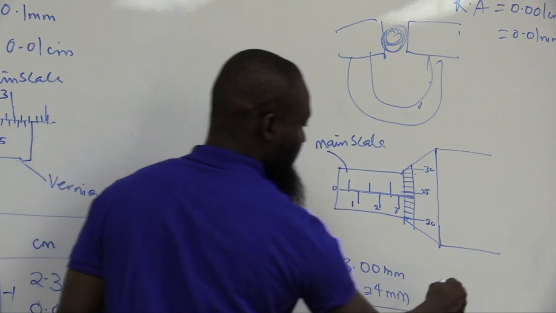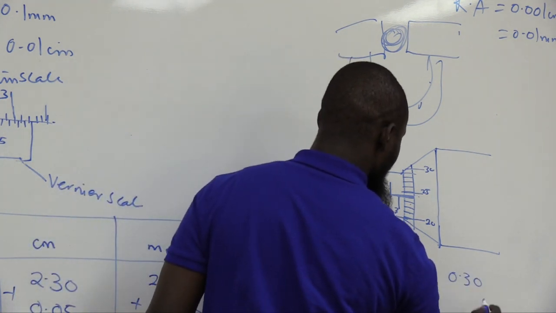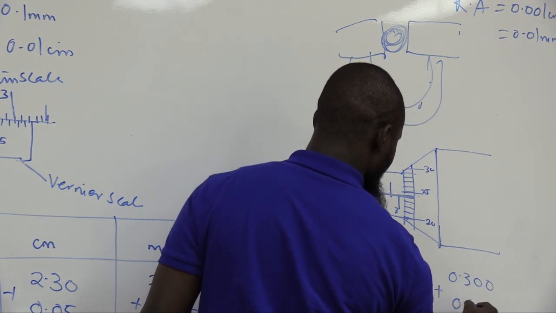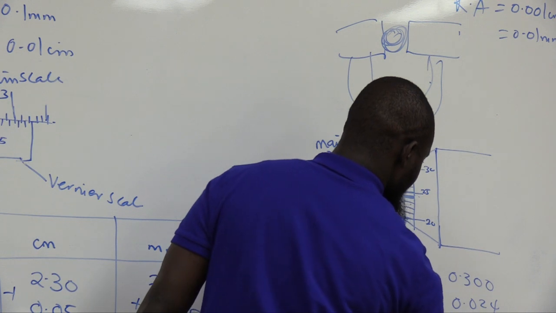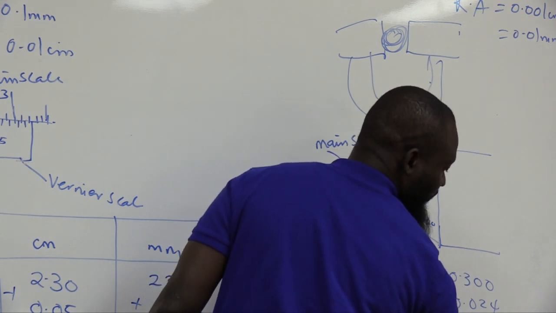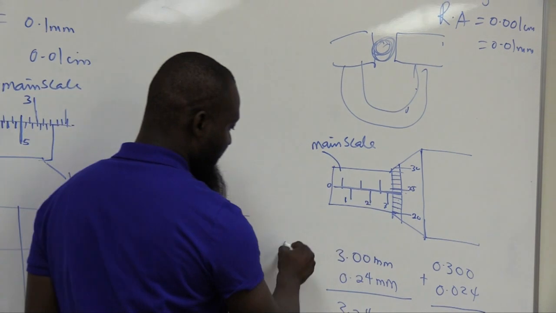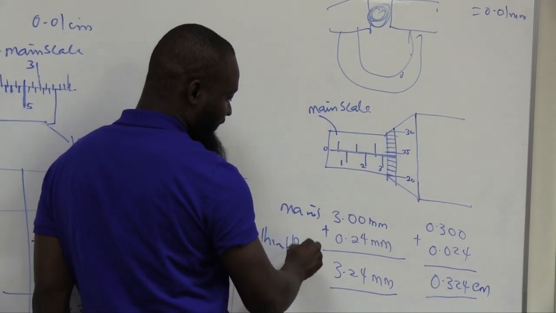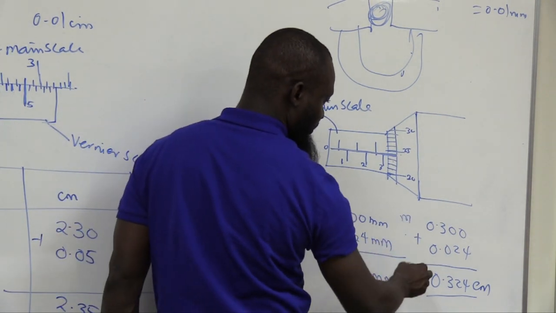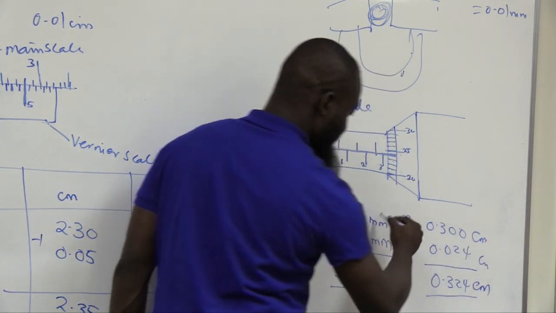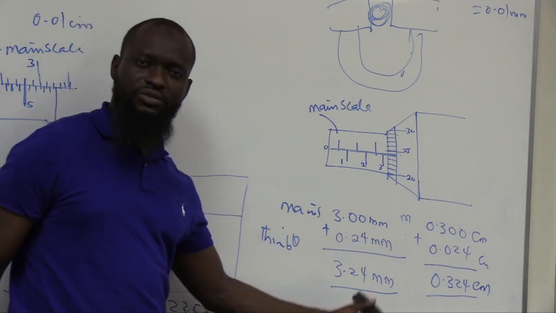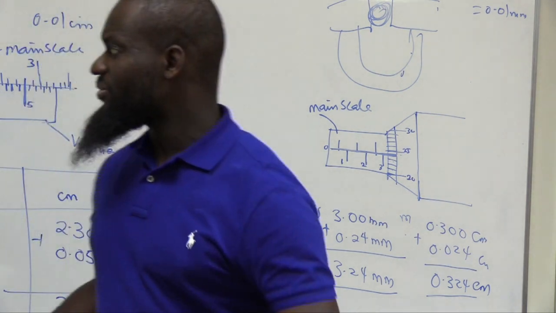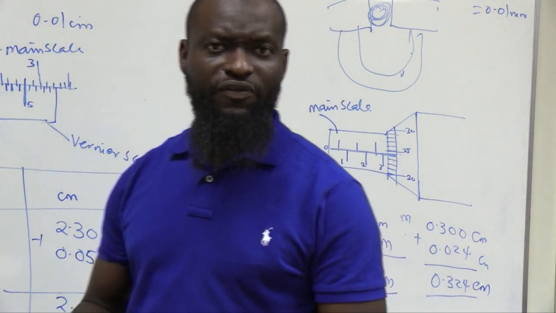So in centimeters, it's going to be 0.300 plus 0.024, which is 0.324 centimeters. So it's the main scale reading plus the thimble reading, or the Vernier scale reading. So this one is in centimeters and this one is in millimeters. So always work with the reading accuracy to see how to measure this. We can see more examples later as we solve problems, but I'm just going through this a little fast, okay?